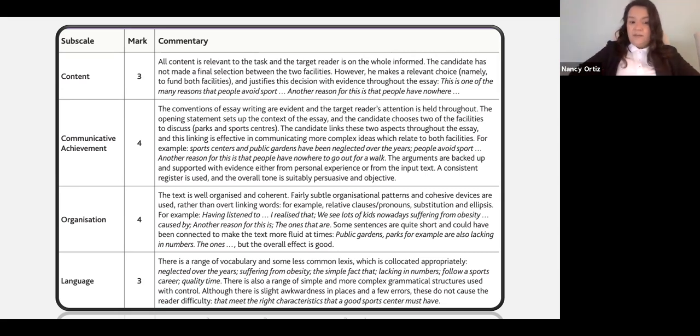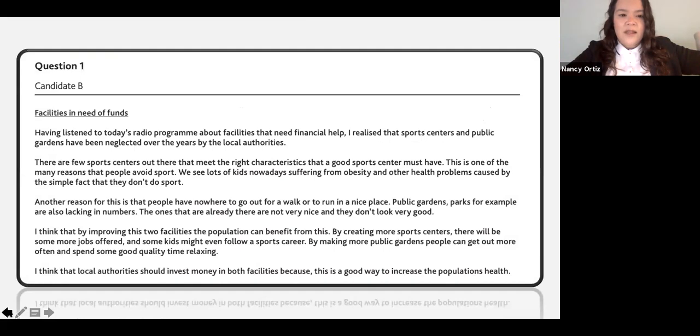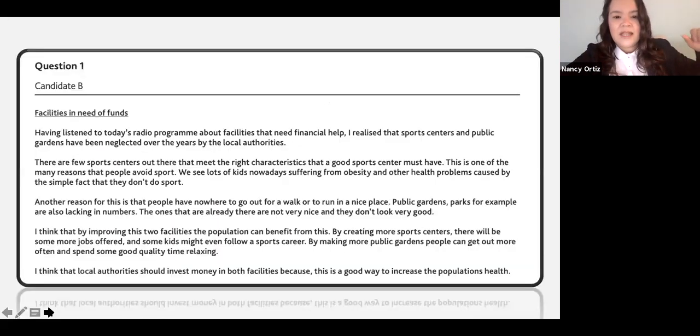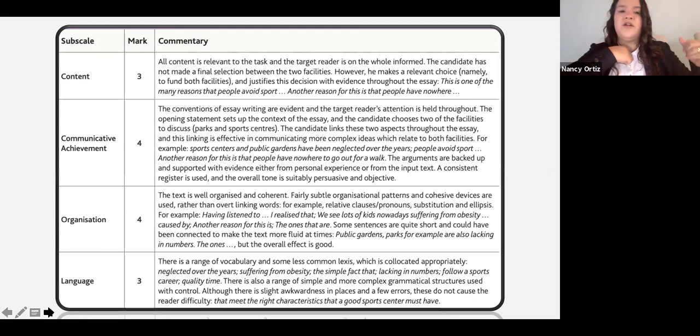Check. The person who checked is telling you, while the first student used a lot of cohesive devices and linking words like nowadays, on the other hand, moreover, for example, therefore, on the other hand, this person used higher grammar. This person connected with cohesive devices rather than just linking words, rather than only using connectors. They use relative clauses, pronouns, substitution, and ellipses.